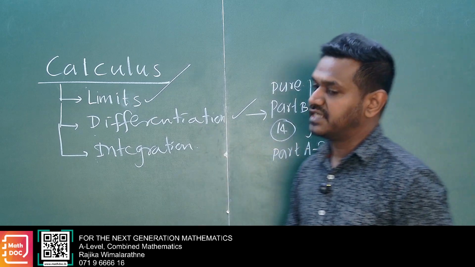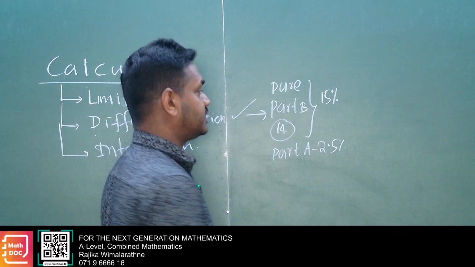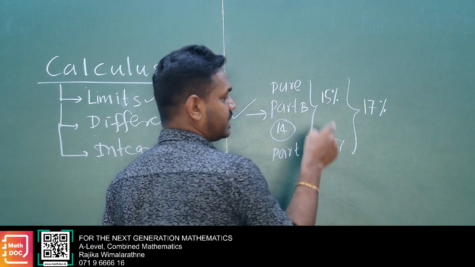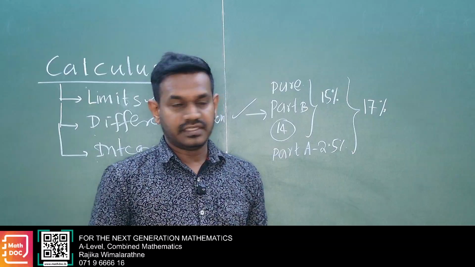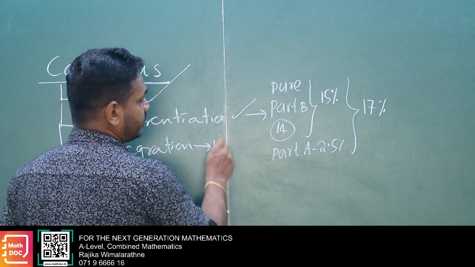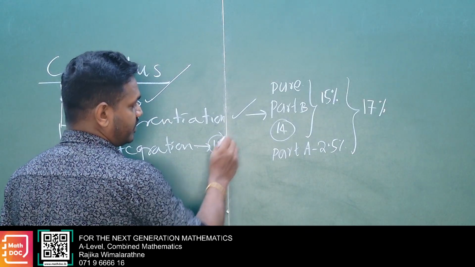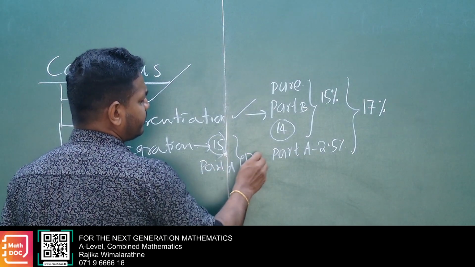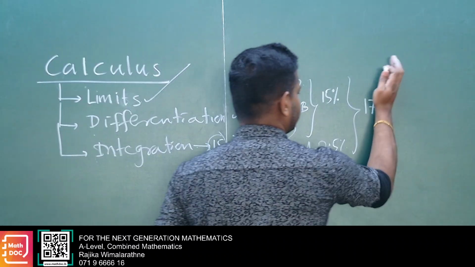Under this differentiation part, we have 17.5 marks. Definitely 17.5 marks for your A-level paper, the full question and the Part A question. Differentiation is very important. For integration also, we have a Part B question, question number 15, and a Part A question. All together there will be 17.5 marks.